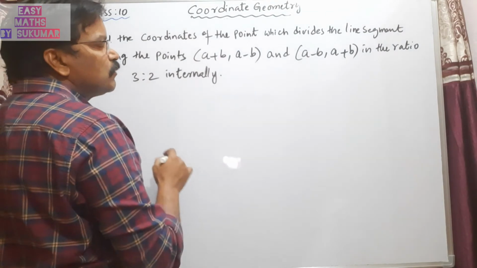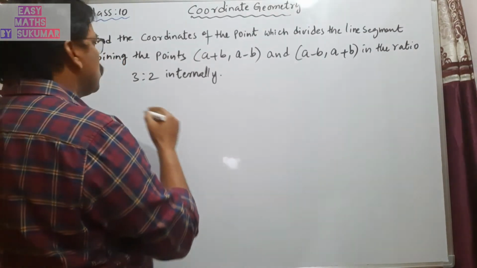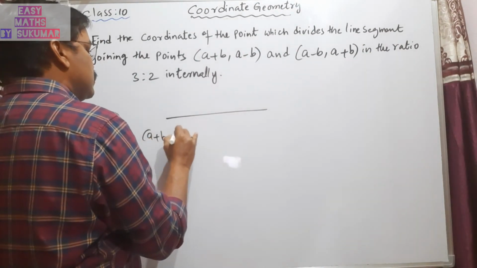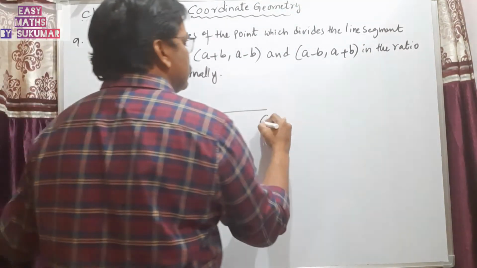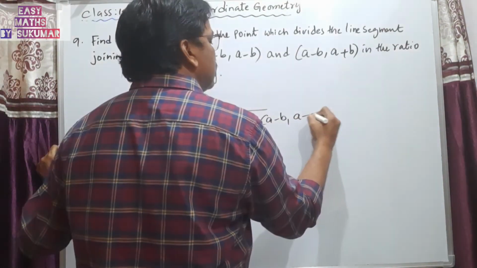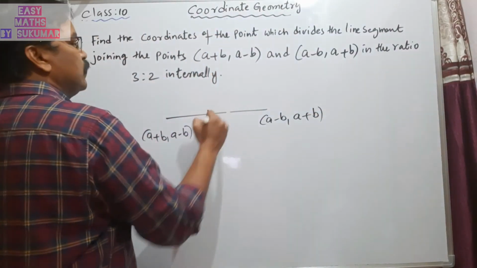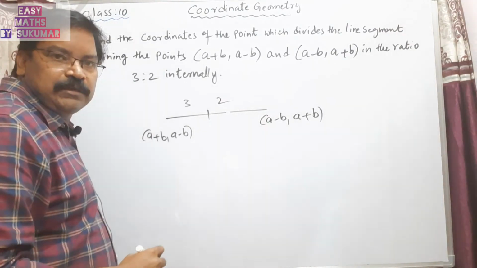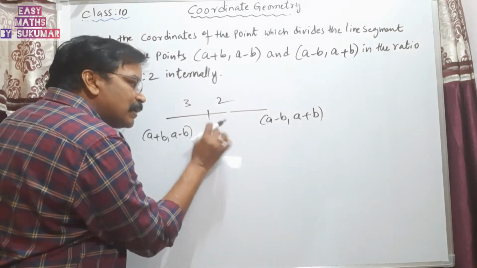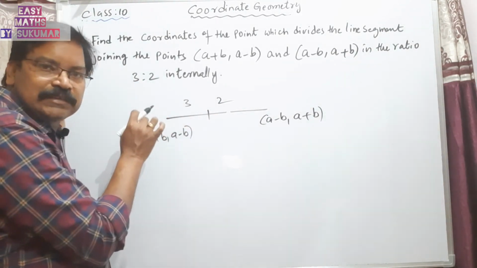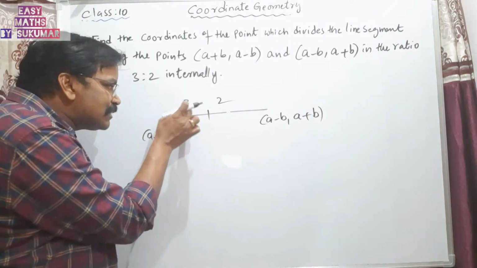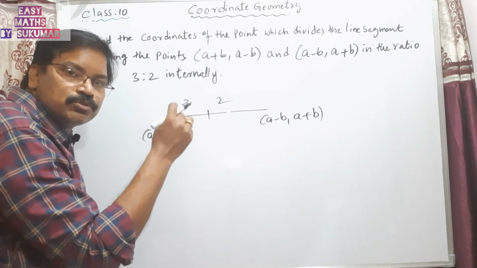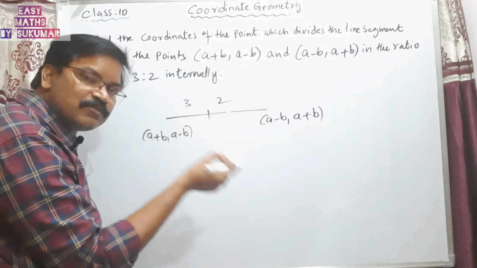Find the coordinates of the point which divides the line segment joining the points a plus b comma a minus b and a minus b comma a plus b in the ratio 3:2. See, that means we should find the coordinates of this point. This point divides the line segment joining these 2 points in the ratio 3:2. That means we should use the section formula.